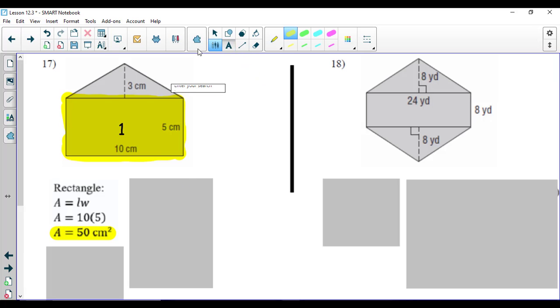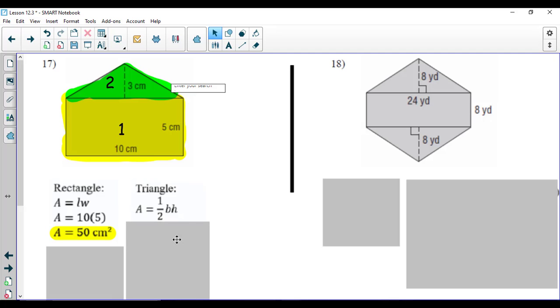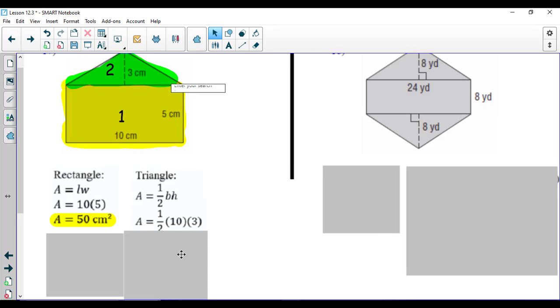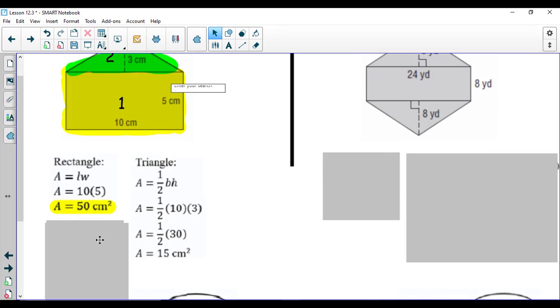Region 2 is going to be our triangle. Go ahead and label it off to the side here. And I'm going to outline this one and highlight it or shade it in green. The height of this triangle is 3 centimeters. The base is the same as one of the sides of our rectangle, which is 10 centimeters. The formula for the area of a triangle is half times base times height. So we'll do half times 10 times 3, and that will get us an area of the triangle of 15 centimeters squared.